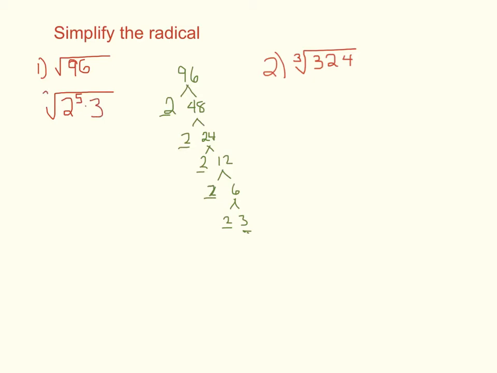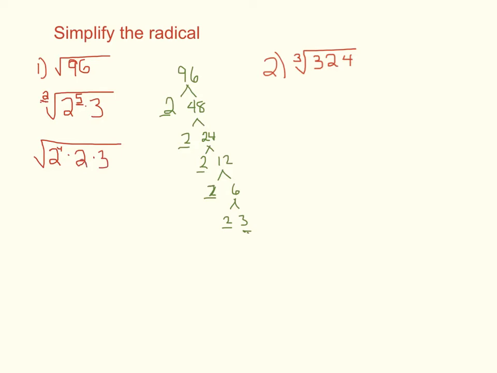Now what we want here is, this is a square root, so there's kind of an imaginary 2 up here in the index. We want to be able to divide the index by the exponent. We can see right now that 5 is not divisible by 2, but we're going to break that up. We can break that up using the exponent rules, and we can write that as 2 to the 4th times 2, and then I've also got this 3, right?